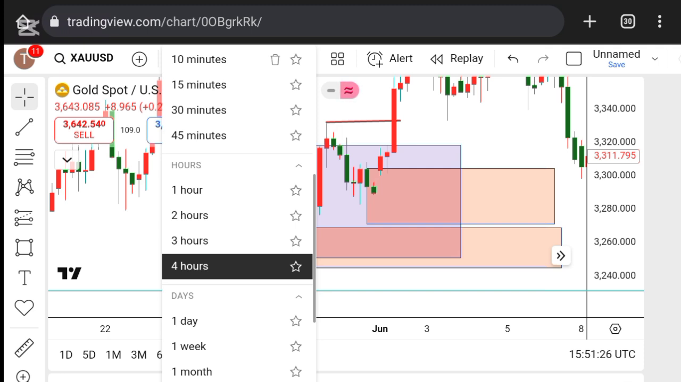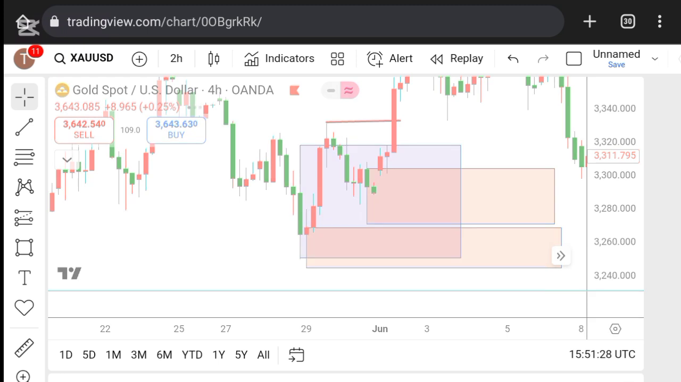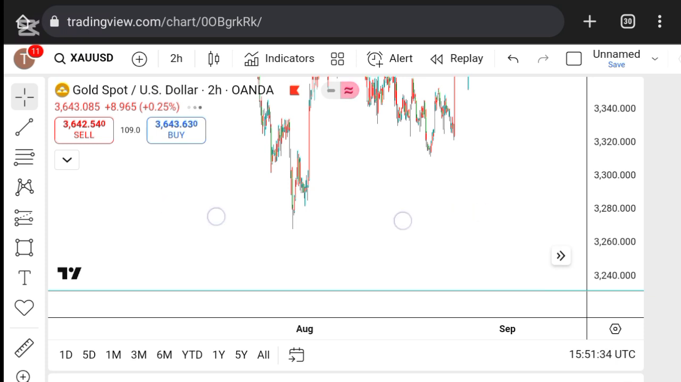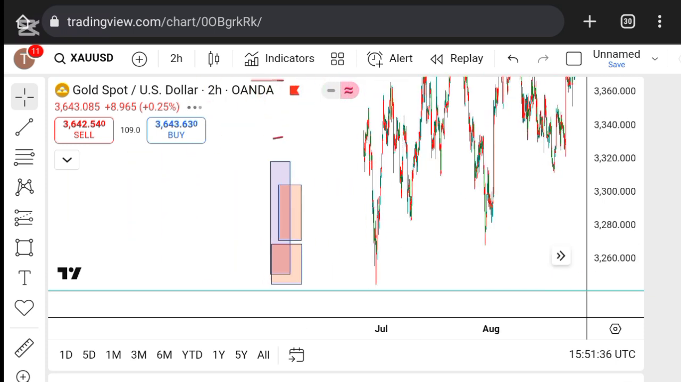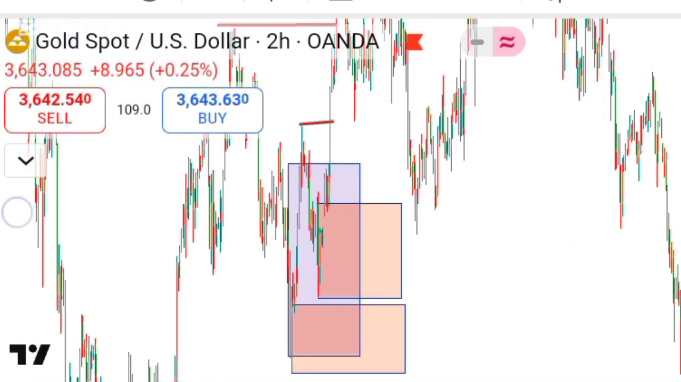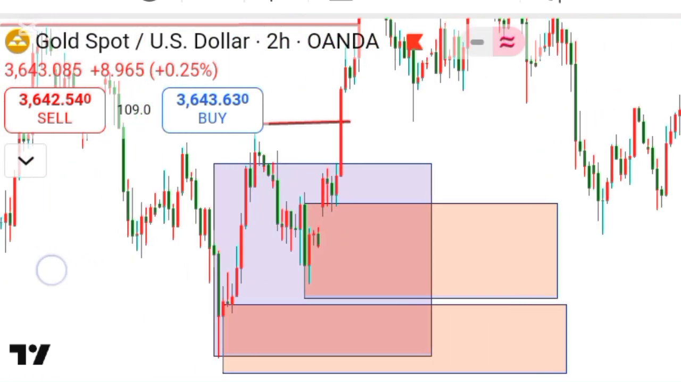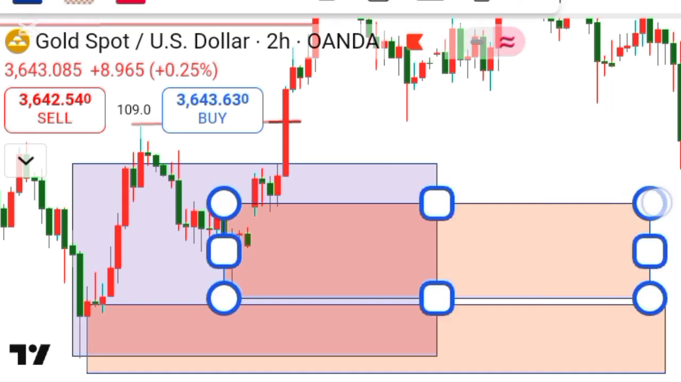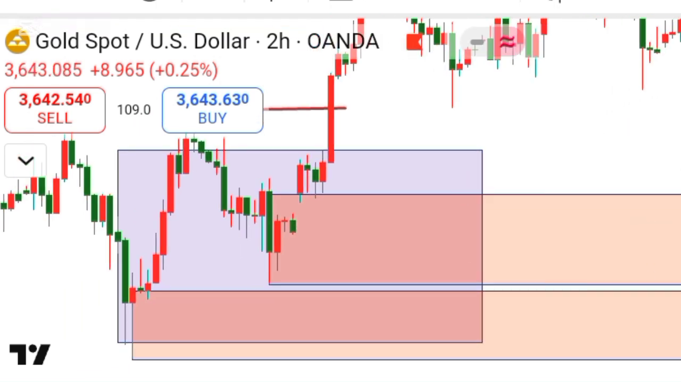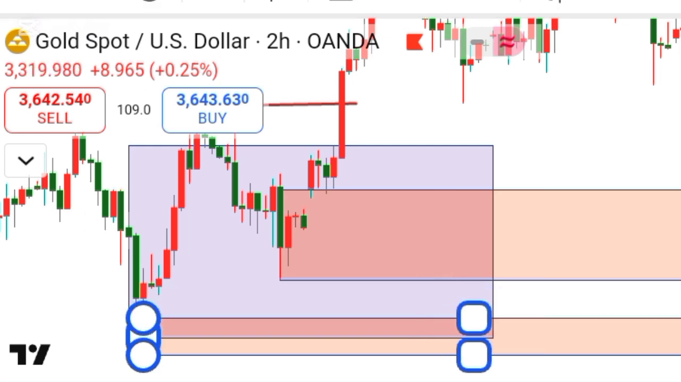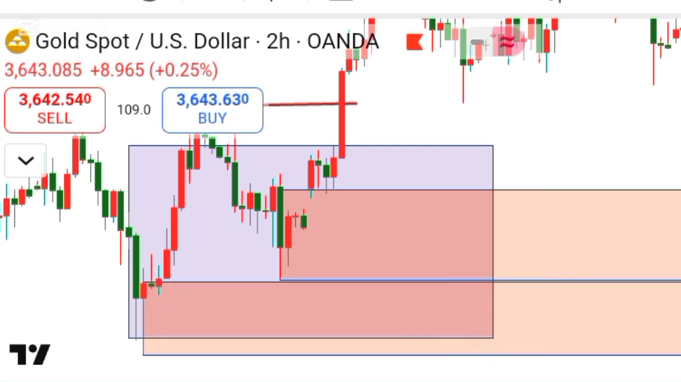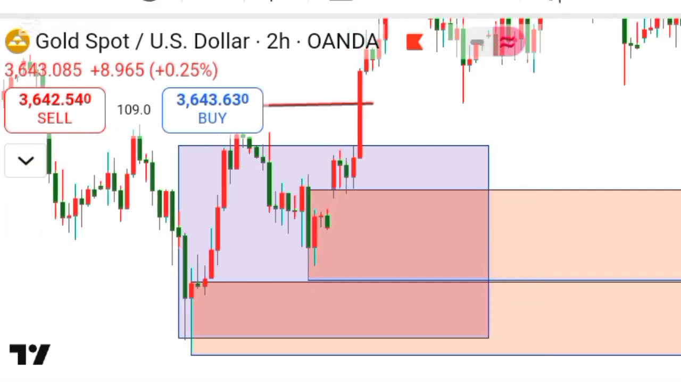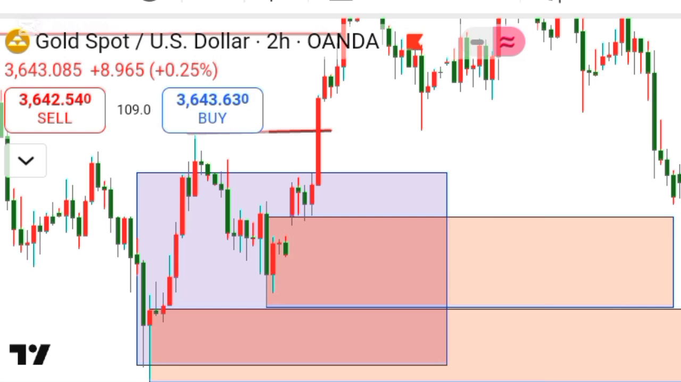So let's go to 2-hour and see. I don't think I'm going to go down to M15. I may stop on H1. So let's just see how it goes. So on my 2-hour, this zone is still the one we have here, and this very zone is still active. The 2 zones are still very much active. So let's move to my 1-hour chart.